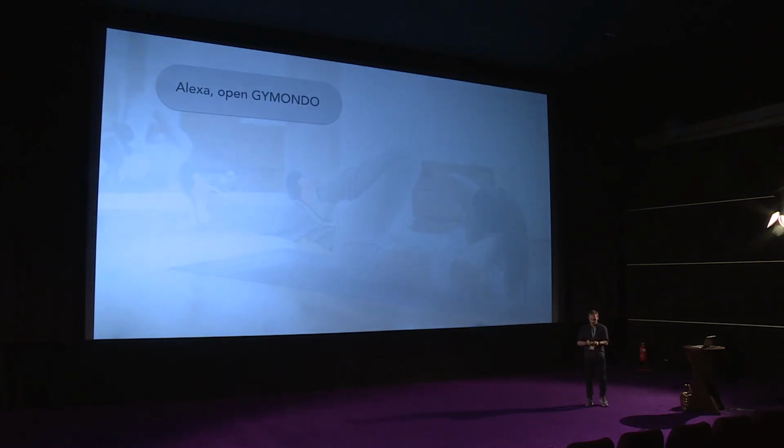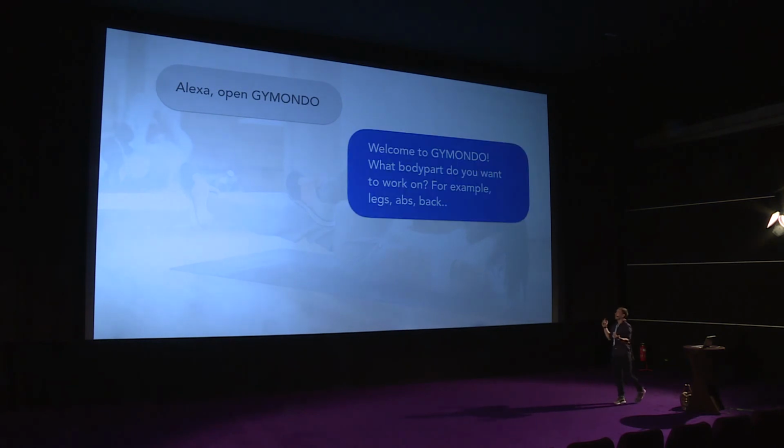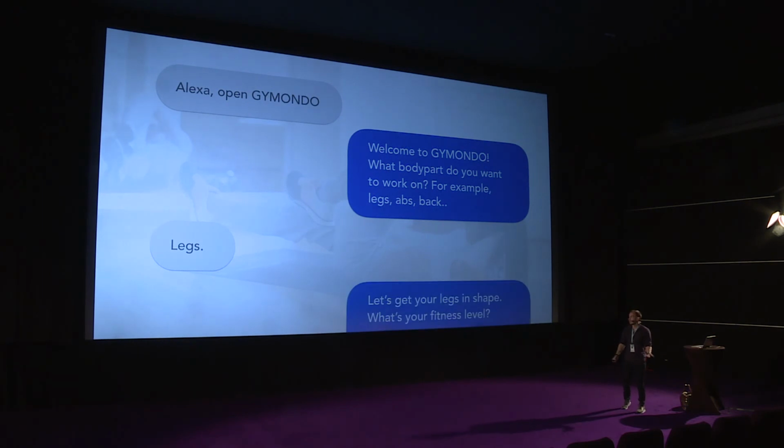How the interaction looks is, you open Gimondo, and it gives you an introduction. It's a little longer than this one, and then it asks what body part you want to work on or what type of workout you want to do. You answer, and then it asks for your fitness level as well. So this is a long interaction. It doesn't seem like one, but if you have it every day, if you just want to do a 5-minute workout, this is quite annoying.